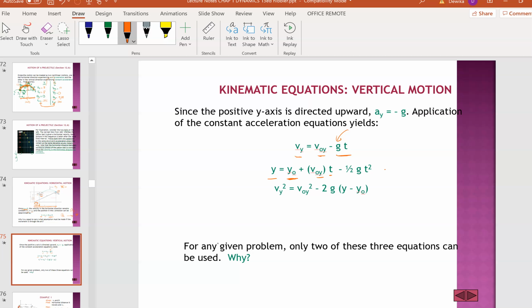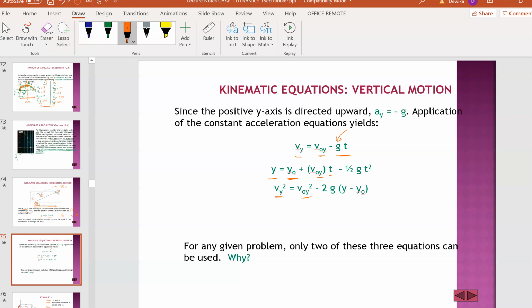If you look, this formula is the same as s equals ut plus half at square. Remember this formula? Similar, right? It's just that you now replace everything with y. This is vy, and then this is gravity. It's taken from that formula, s equals ut plus half at square, replacing everything with y.